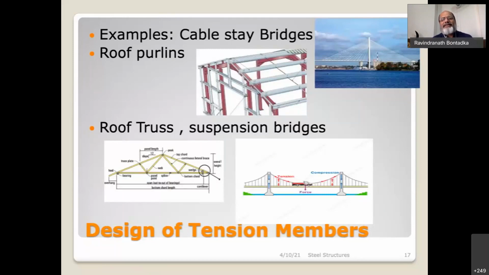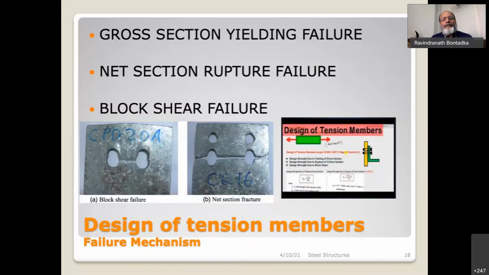Then in the trusses, the roof purlins or the truss members will be under tension. Then the roof truss and suspension bridges have tension members which will have to be considered as tension members. Not going into that, I would like to give a little thought to the failure mechanisms of tension members, which one should be aware of.